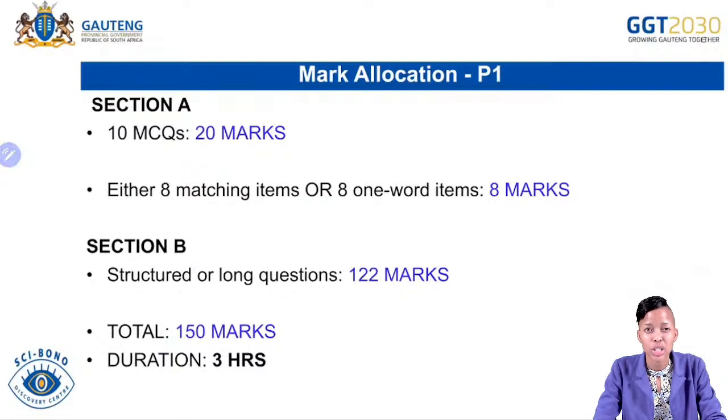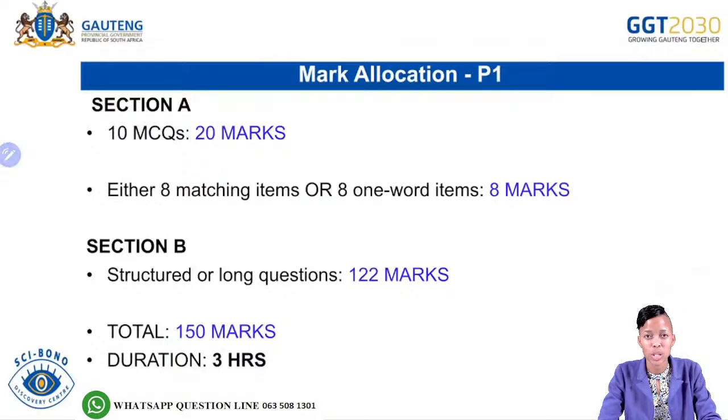For the mark allocation for paper 1, we have section A, which consists of 10 multiple choice questions and has 20 marks. Then you'll either have 8 matching items or 1 word items that has 8 marks. Then you'll have section B, which consists of structured or long questions and has a total of 122 marks. So the total mark allocation for paper 1 is 150 marks with a duration of 3 hours.